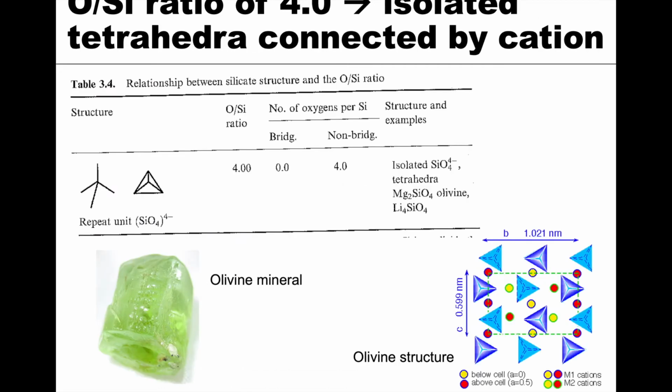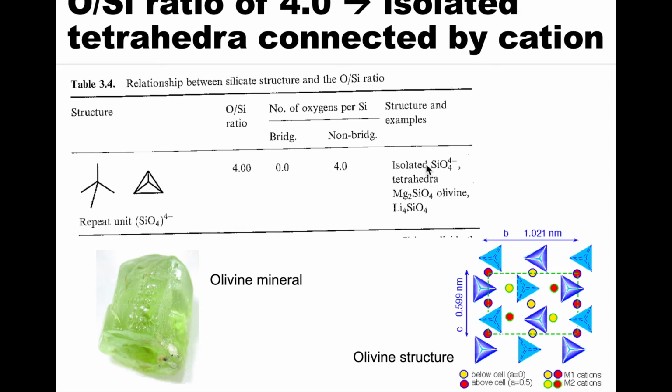All right, and so let's go to the other extreme now. The highest ratio of oxygen to silicon you can have is just one of those SiO4 tetrahedrons. So that would be 4, right? This is the absolute maximum you're going to find. And this means that none of the oxygens are bridged and all of them are non-bridged. So you basically just have this isolated SiO4 tetrahedron.